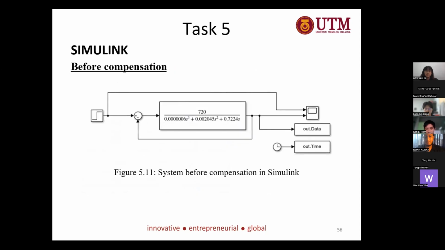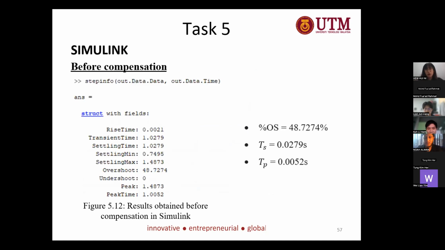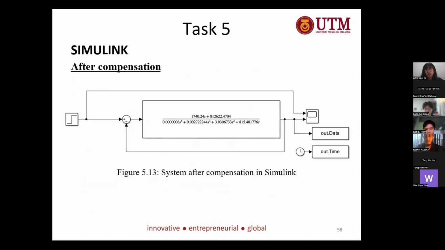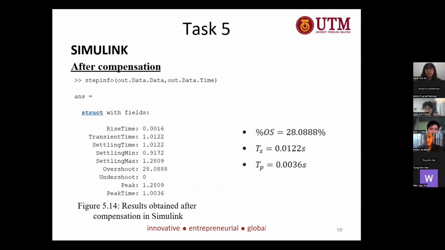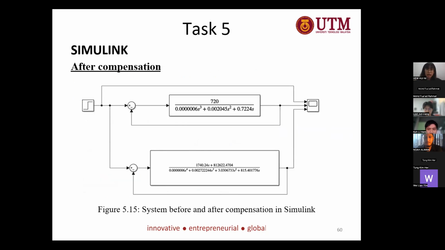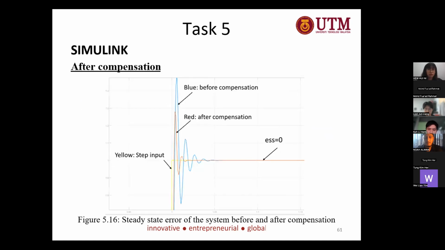Okay, so we continue the Simulink part of the system. This is the system constructed before the compensation in the Simulink. And using the stepinfo command, we can obtain percentage of overshoot, settling time, and peak time. And this will be compared later. Same as the compensated system, this is the system constructed in the Simulink, and the stepinfo command is also used to obtain the 3 parameters. Both the before and after compensation systems are connected to the same scope in order to observe the steady state error before and after the compensation.